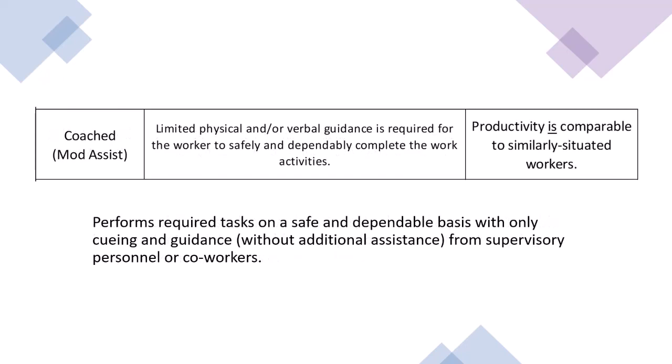The next level of reasonable accommodation is coached, in which limited physical and/or verbal guidance is required for the worker to safely and dependably complete their work activities. And the person continues to have productivity that is comparable to similarly situated workers. In this case, the worker performs the required tasks on a safe and dependable basis with only cueing and guidance without additional assistance from supervisory personnel or coworkers.